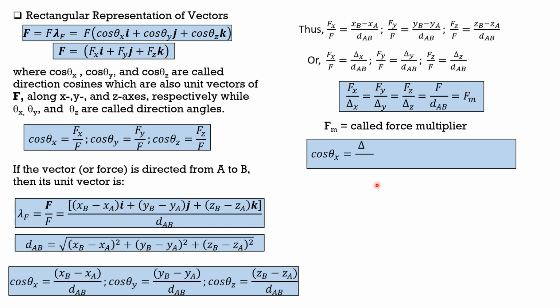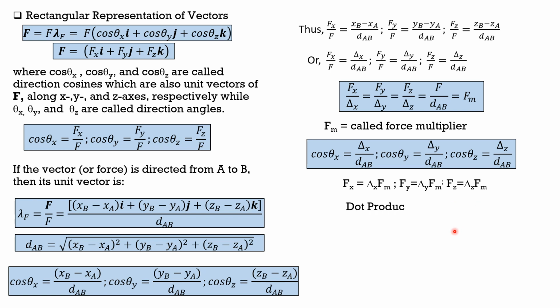So cosine theta x is delta x over distance AB, cosine theta y is delta y over distance AB, and cosine theta z is delta z over distance AB. And remember that the sum of the squares of the direction cosines, cosine squared theta x plus cosine squared theta y plus cosine squared theta z, is unity. That is, (Fx over F) squared plus (Fy over F) squared plus (Fz over F) squared is (F over F) squared, or 1. So Fx is delta x times the force multiplier, Fy is delta y times the force multiplier, and Fz is delta z times the force multiplier.